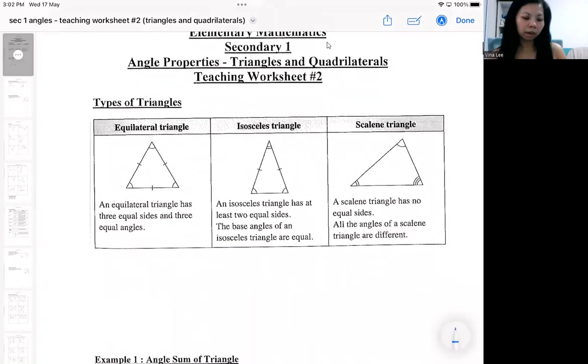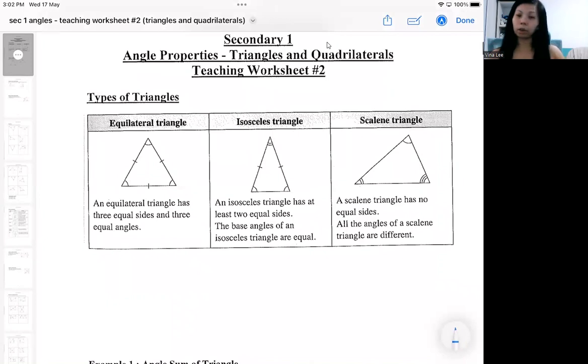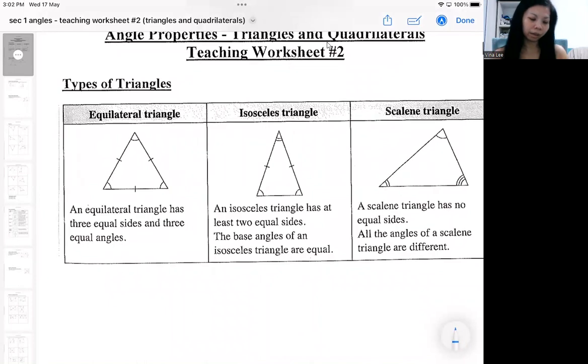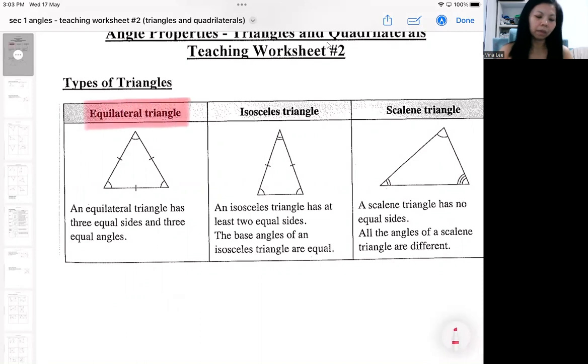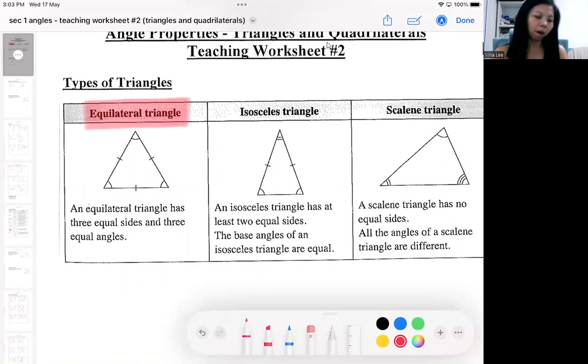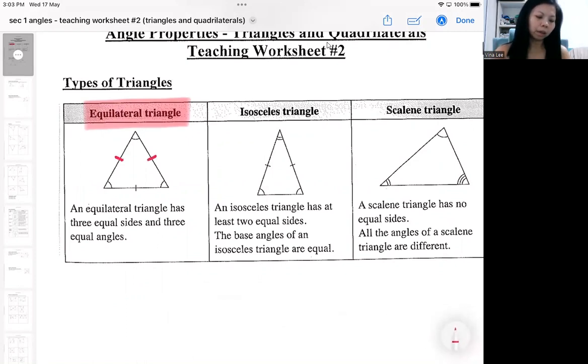Okay, so most of us already know these are the few types of triangles: isosceles triangle, equilateral triangle, and scalene triangle. So for equilateral triangles, all the sides are the same and all the angles are the same. So later on in the section on polygon, you will also be learning the idea of equilateral triangle under something called regular polygon. So all the sides are the same and all the angles are the same. We will indicate that the sides are the same by doing the dash.